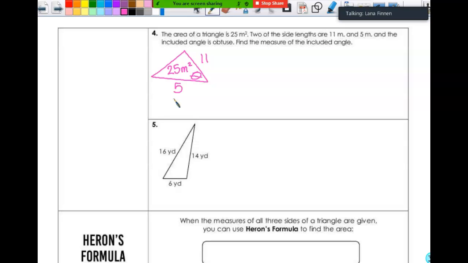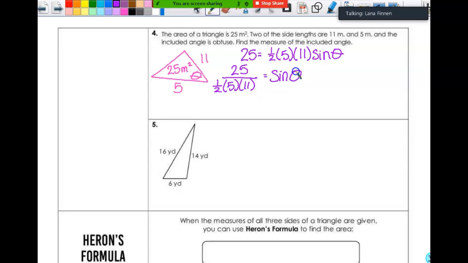So I'm still setting it up in the area formula. The area is equal to 1/2 times the two sides multiplied together times the sine of that included angle. Which means that I'd have 25 divided by 1/2 times 5 times 11 equals the sine of theta. Then what would I do? Take the sine inverse. And if you don't want to write out the sine inverse part, if you want to stop there as far as your work is concerned, that's fine. As long as you do it correctly, you've set it up and it's okay.